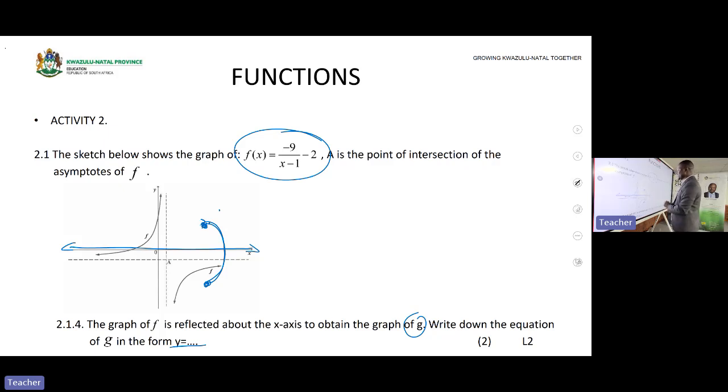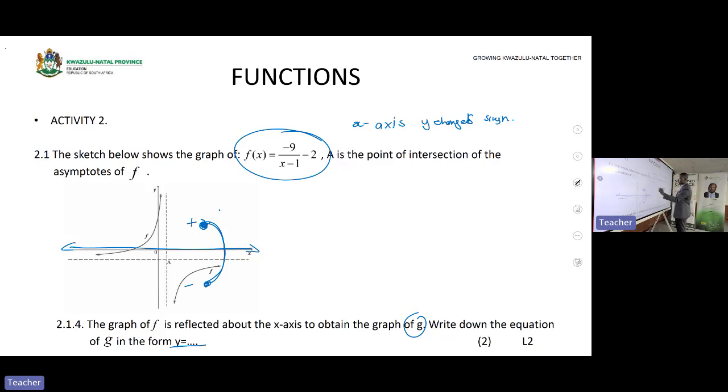The value of x will then change in terms of its sign. So when you reflect about the x-axis, the value of y will change, not the value of x. I made a mistake. The value of y will change its sign, not the value itself, but the sign will change from a positive, because here it's positive, to a negative. So when you reflect about the x-axis, y changes its sign to be a negative. So you simply put a negative sign where there is y. It's as simple as that.